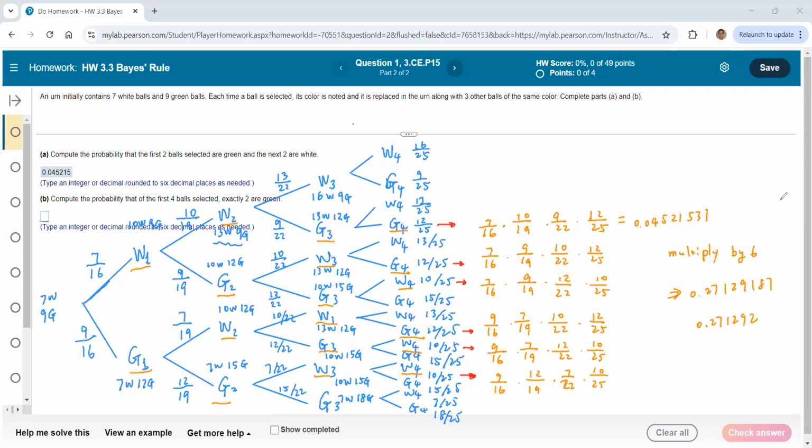And you probably have noticed that all the numerators are 7, 10, 9, 12, and they change the order, but they're the same. And the bottoms are the same, 16, 19, 22, 25. It's not out of nowhere. And actually, there's some reason behind it.